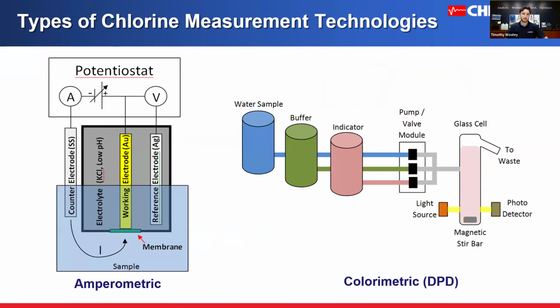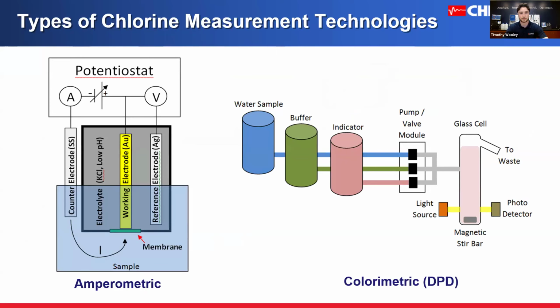Here's a good diagram of how both of these work. Starting on the left with our amperometric probe, you have our current 3-electrode design. This small arrow that you see going from the counter electrode to the working electrode represents the current flowing through the water. And the working electrode is what picks up that current to detect the amount of chlorine in the water.